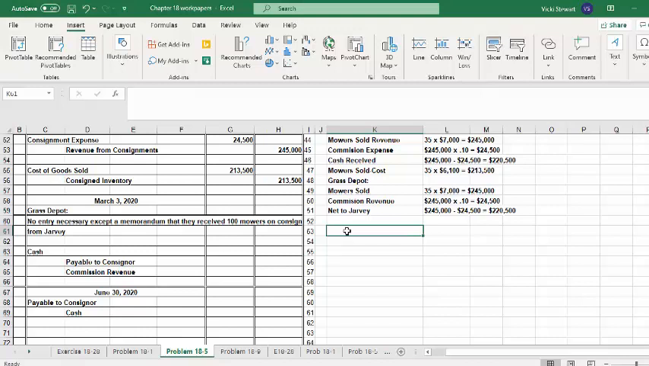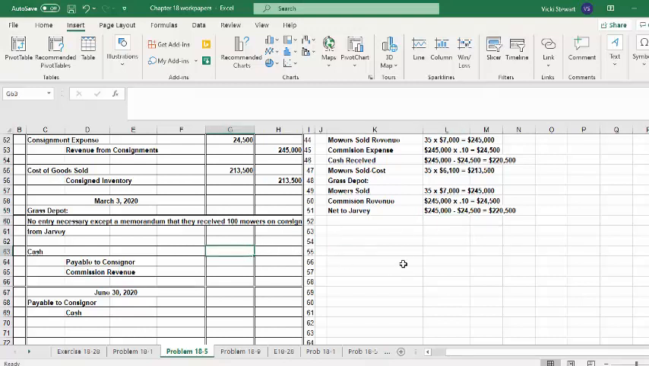The first entry that would be made is when they actually sell the mowers. So at some point from March 3rd through June 30th, they've sold 35 of these, and they sold them at the regular retail price of $7,000. So they would have received total cash of $245,000. They would record their commission revenue, which is 10% of that amount, or $24,500, and then they would record a payable to Jarvie of $220,500 net of the commission, and then they would remit the cash to Jarvie.